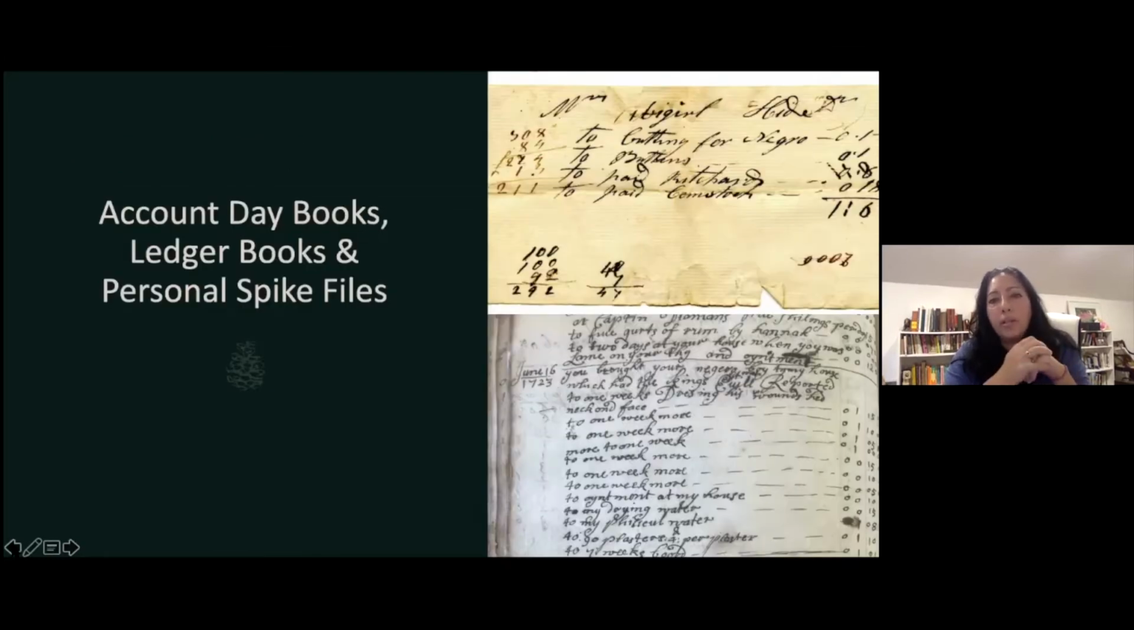Personal spike files are quite literally the at-home receipts and records that were put on a nail to be saved. And at the top right, you see one here for Abigail Hyde. And we think that says, we're not really quite sure, it might be clothing, it might be cutting, but for Negro. And so this is a receipt that she had in her personal papers that we have in the museum.